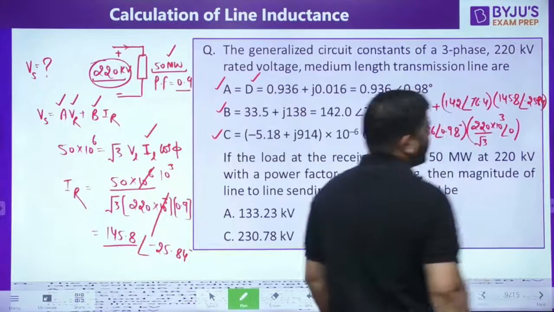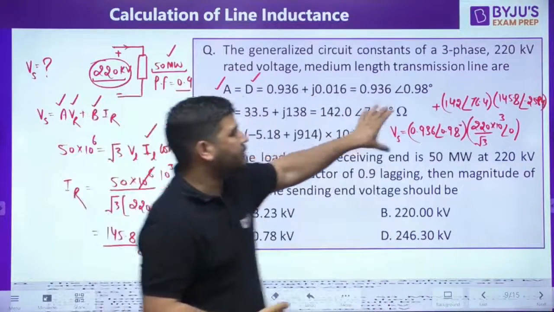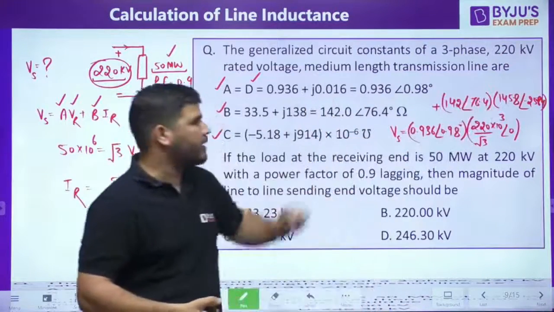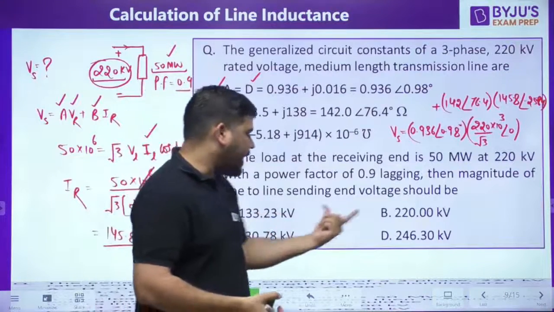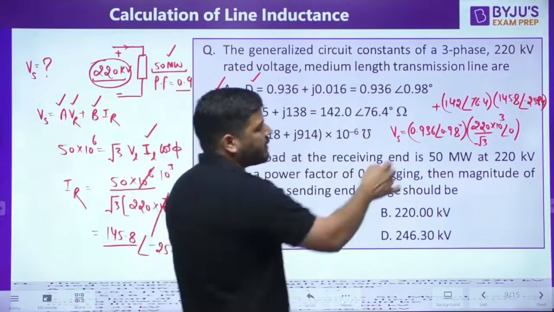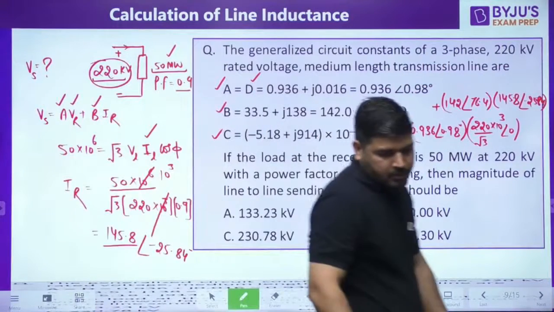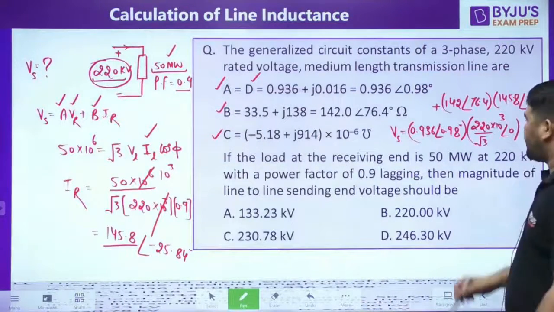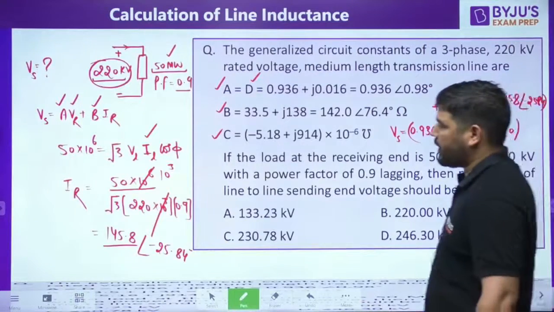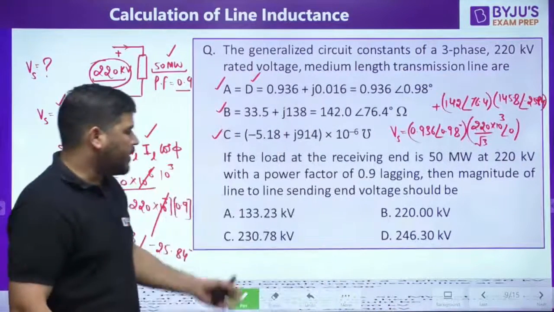Okay, so I have put this angle. Now you can calculate, this is the phase voltage at the sending end, and we require the line voltage. So whatever answer you get, multiply by root 3. You have to use the calculator to calculate this value, guys. Okay. So this way you can solve the problem.